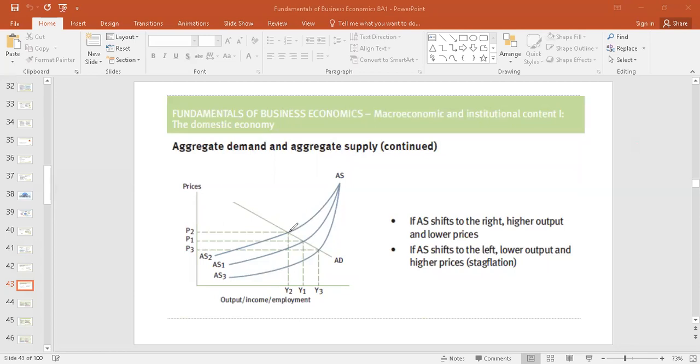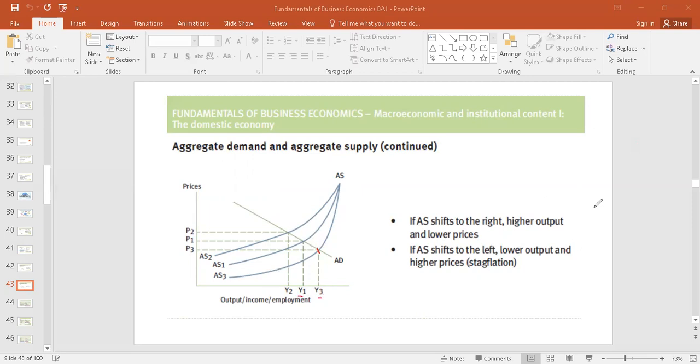equilibrium. But if the supply is moving towards the right side, let's say AS1 is the supply curve. From AS1, if it is moving to the right side, so let's look at AS3. If it is moving to the right side, then what do we see? What is happening on the output side? We see that the output is increasing. It meets the demand curve at this point. Otherwise, Y1 was the output. Now Y3 is the output. See, the output is increasing.